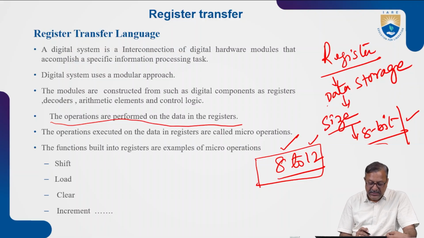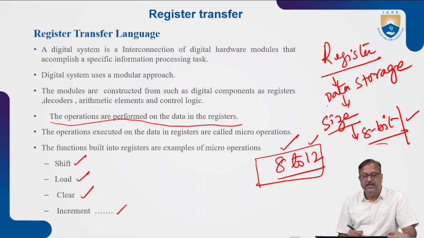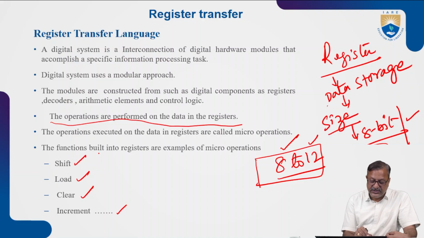Next, now, what is defined? The functions built into the registers are examples of micro operations. Shift, load, clear, increment. These are the different types of operations in a digital system. A micro operation will be performed. Until now, what you have to get clarity on is that the functions built into the registers are example micro operations. And now I said the first part should be clear to you.